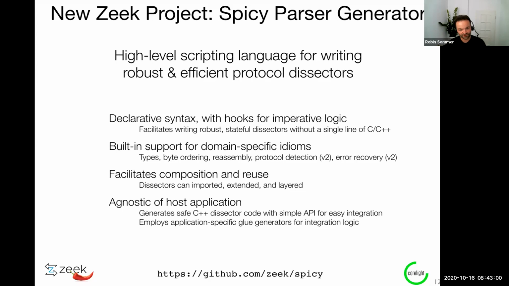We're building this for Zeek, obviously, but it's designed in a way that it's really agnostic of the host application, in the sense that first it generates safe C++ code. I mean, it's a parser generator, and it's C++ that's coming out of it. And that code has a pretty simple API for integration into applications. You hand in the data that you want to have parsed, and you have various ways of getting the results back. And then in addition, because there is of course application-specific stuff that needs to happen as stuff is being parsed, we employ glue generators for that integration logic, and you have to write this glue generator essentially once per application. I'm going to show this.